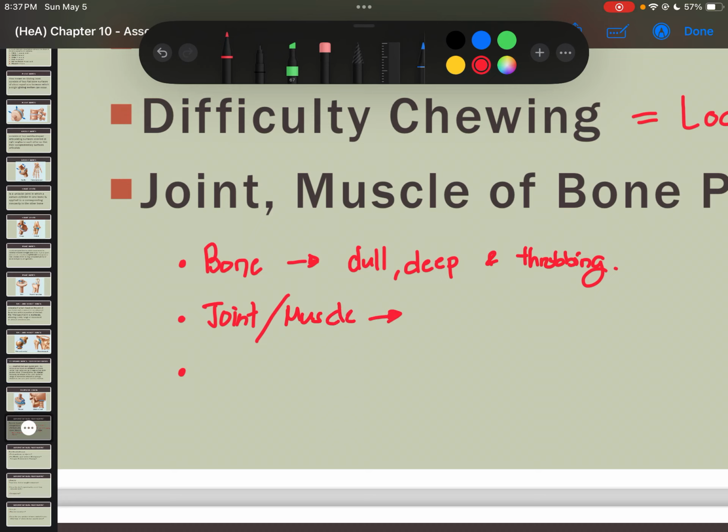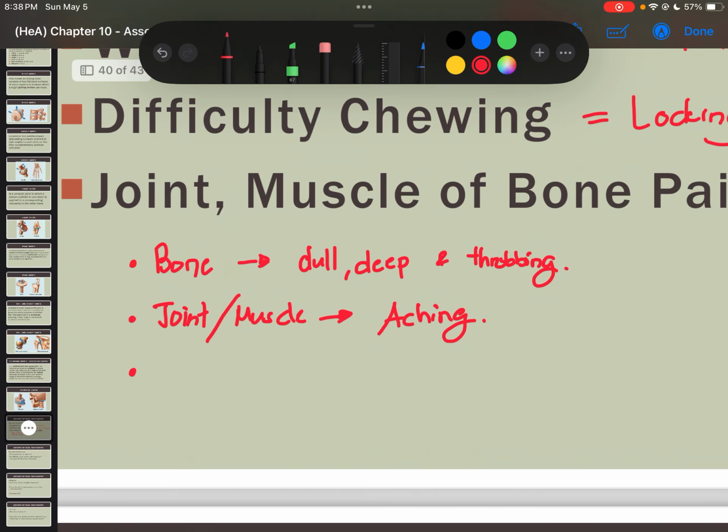joint and muscle pain, oftentimes these are aching. Aching. But it becomes severe with movement. If you keep moving, joint and muscle pain becomes much worse.